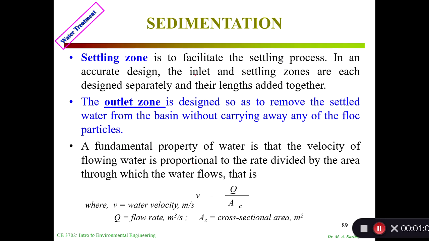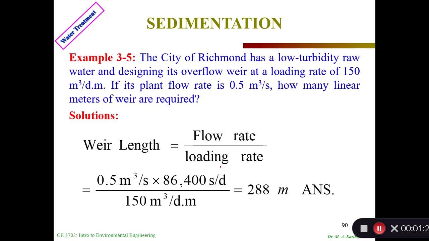Okay, so we have more explanation of those zones, how they work. A fundamental property of water, the velocity of the flow through this, helps us to settle. In this case, the water velocity is V = Q over Ac. Q is the flow rate, and Ac is the cross-sectional area of whatever tank we are using. If you would like to solve a problem, this is a good problem to solve right now, to find the weir length.